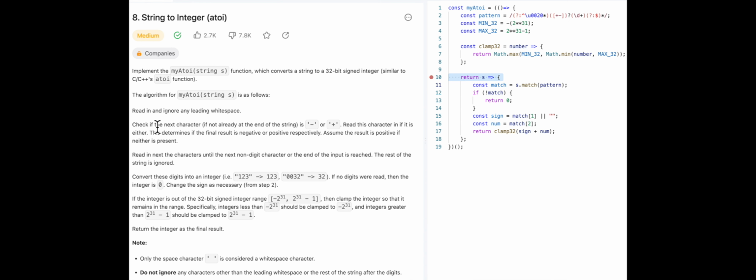Okay, so we're looking for plus or minus. Now we're looking for any non-digit character or the end of the input. Non-digit character means anything that's not 0 to 9. So we read things in until we get something that's not 0 to 9. We start out by looking for any leading white space, and we'll get into the detail on that. It means they want U+0020, that's the space character. Memorize that.